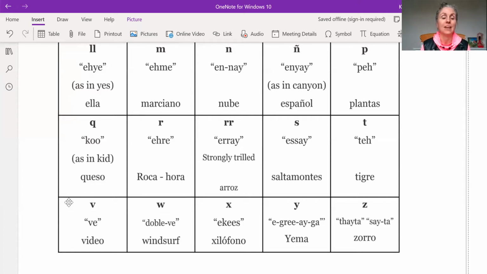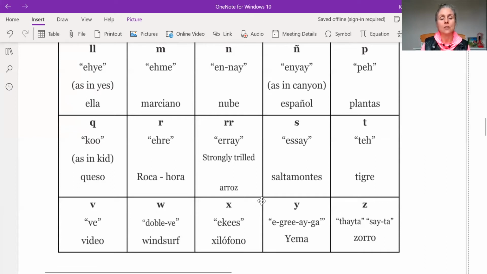Okay, muy bien. And if that's the V, we next have the W, which is the W. W. The example I've given is windsurf. Windsurf. Okay. And the X is X. X. The example is xilófono. Xilófono.